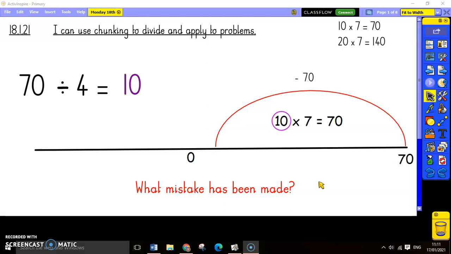Well, what did you spot? Hopefully you spotted that this person's got a little bit muddled up here. I can see that I'm dividing by 4 here, but this person has got a little bit muddled up with their 7 in their 70, and they've been taking chunks of 7 instead of chunks of 4. Okay, so hopefully you spotted that one there. They've done their chunking correctly, but they've just used the incorrect multiple.